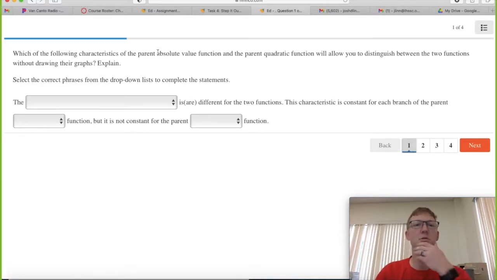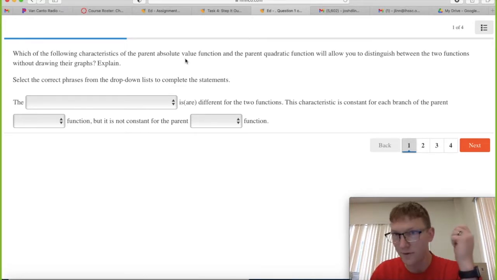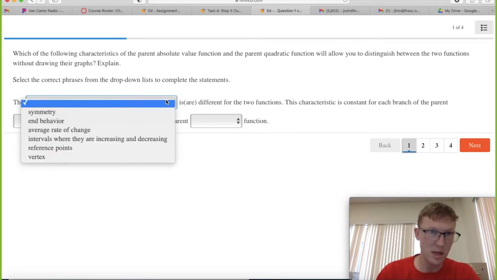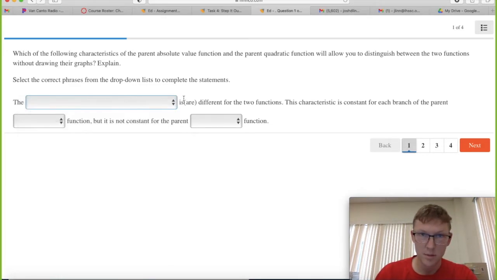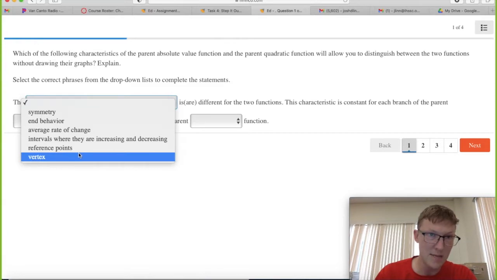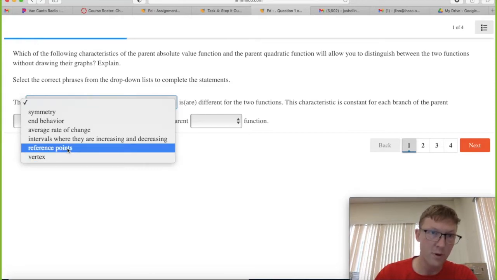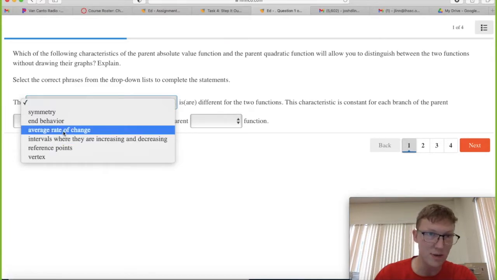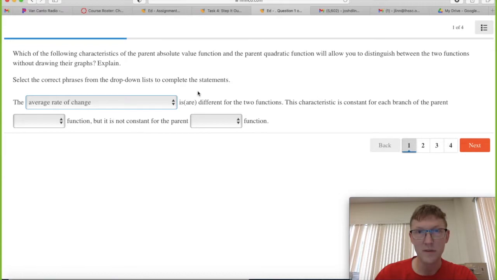Which of the following characteristics of the parent absolute value function and the parent quadratic function will allow you to distinguish between the two functions without drawing their graphs? Explain. The blank are different for the two functions. Okay, what is different? Vertex is the same. Reference points, I think, might change. Average rate of change, that's definitely different. We'll do that. Is different for the two functions.